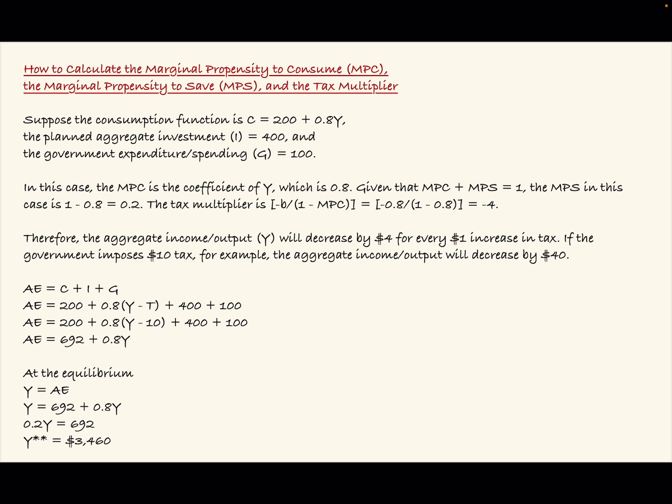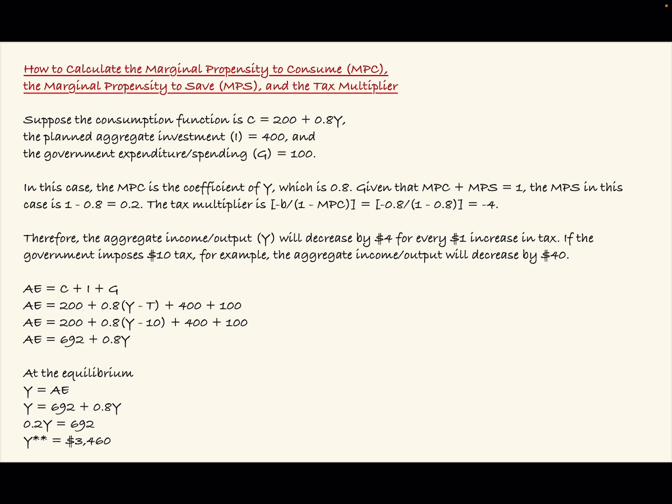This means that the aggregate income or output Y will decrease by $4 for every $1 increase in tax. If the government imposes a $10 tax, for example, the aggregate income or output will decrease by $40.